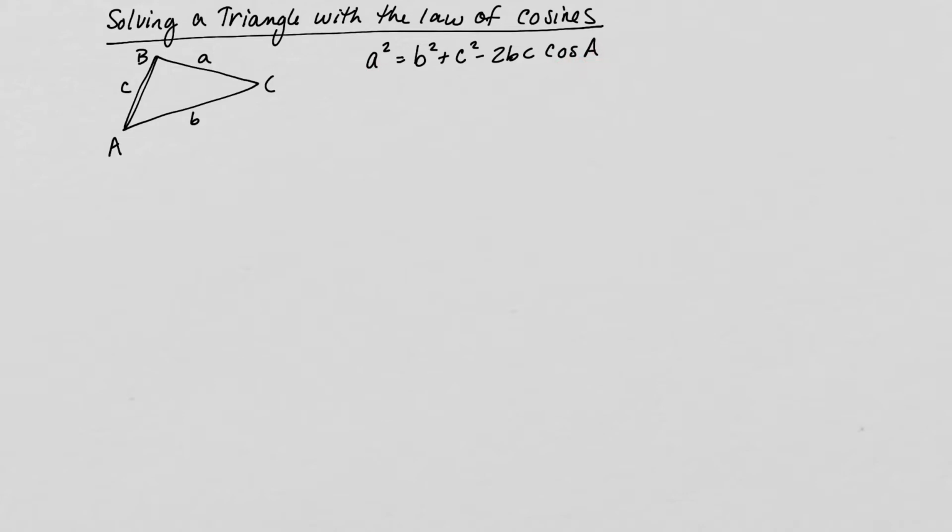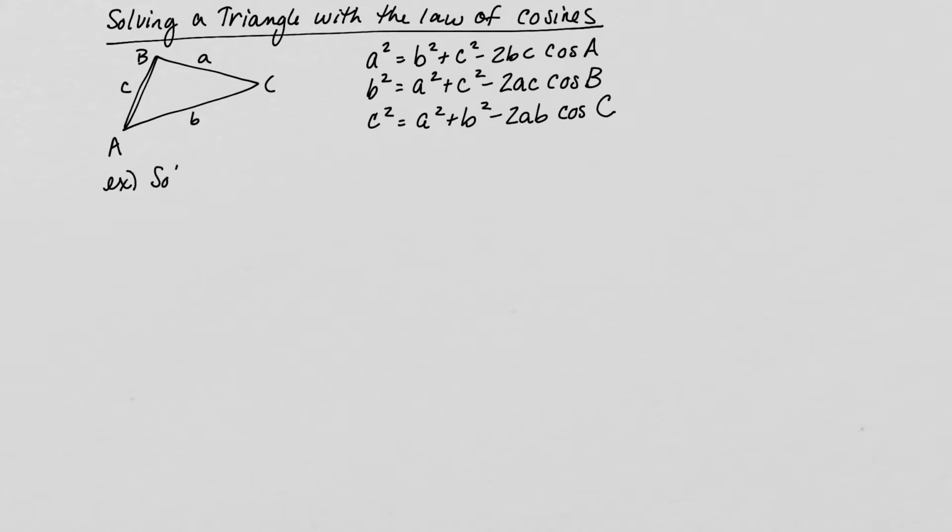So we could rewrite it so that you had any angle of the triangle. So you could say that b squared is equal to a squared plus c squared minus 2ac cosine of B. Or c squared is equal to a squared plus b squared minus 2ab cosine of C. And so we can use this to solve a triangle. So for example, solve the triangles.